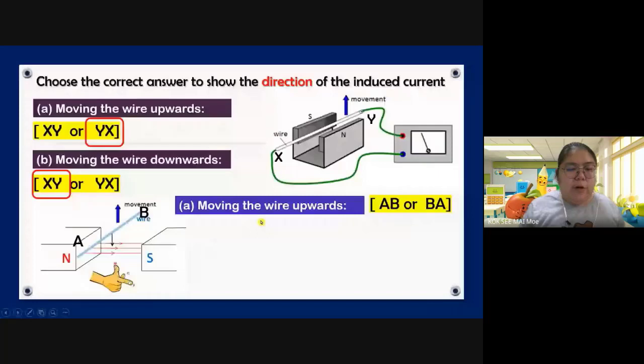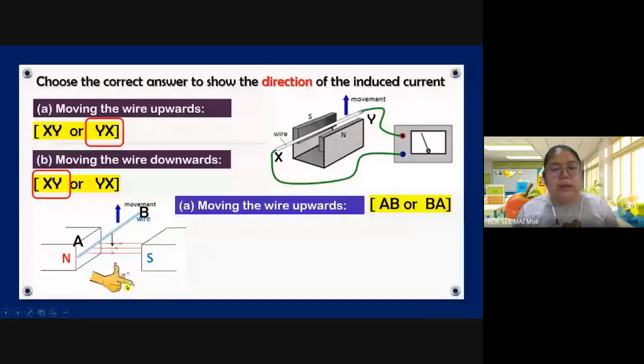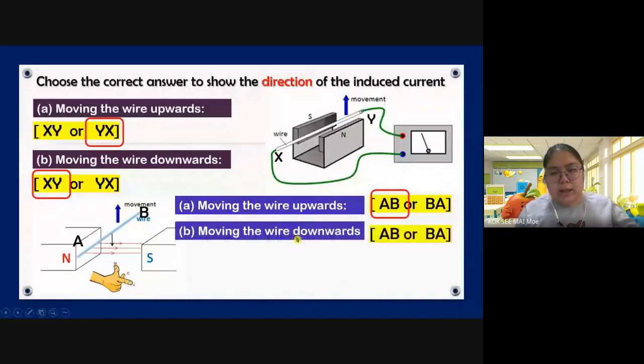Moving upwards, this is the force, the motion. Then this is your magnetic field. So you see the current is far away from you, so it should be A to B. If it is the other way, it should be B to A. Okay, so from here we go to the next.